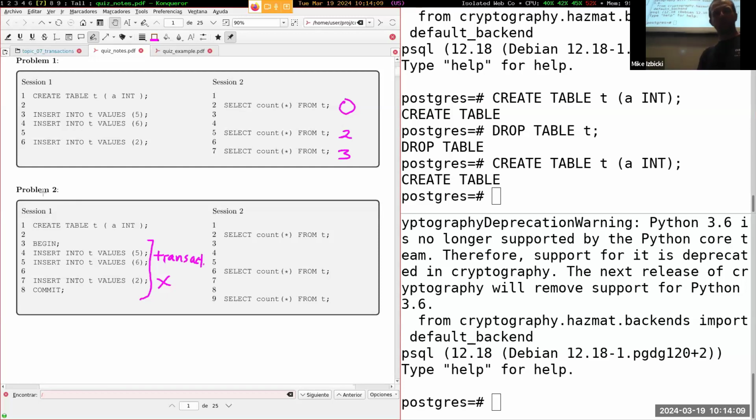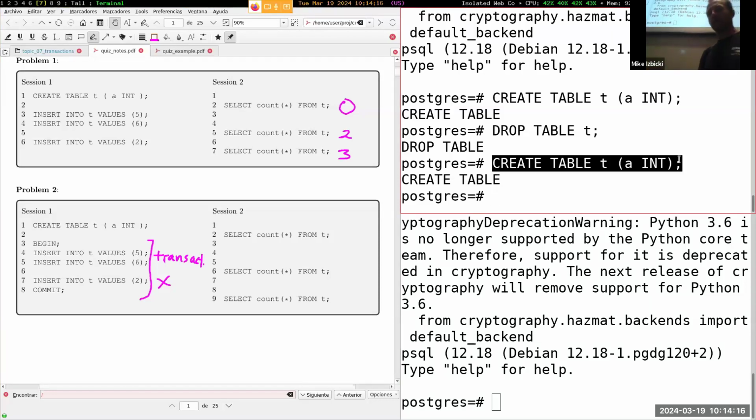Okay, so problem 2, again, starting off, line 1, create table T a int. We did that right here in session 1 in the top right corner of my screen. Line 2, timestamp 2. What's happening is I'm running select count star from T.